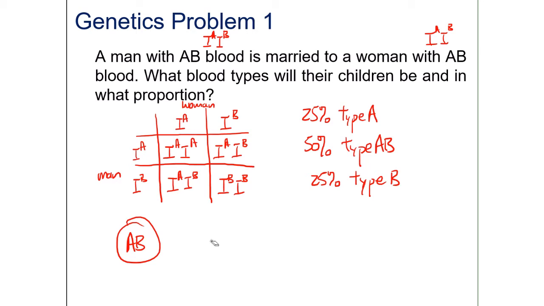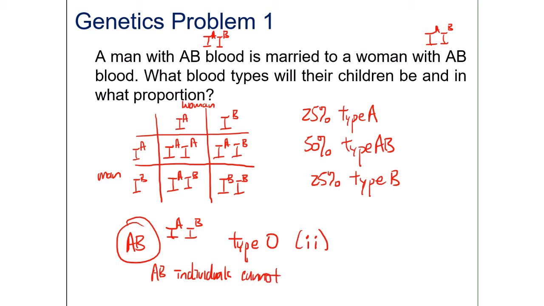Because in order for you to have a type O child, the child's genotype is going to be small i small i. One of the small i must come from each parent. And if you're a type AB person, you can only pass on the IA allele or the IB allele. You will not have a small i to pass on. So AB individuals cannot have a type O child. Not a biological child anyways. So it doesn't matter who you marry. If you're type AB blood, you're not going to have a type O child.